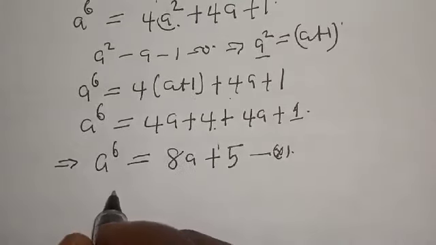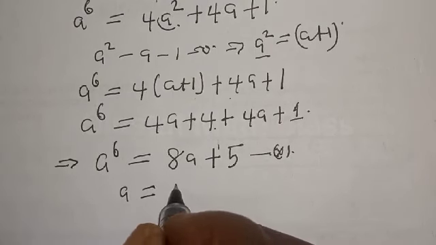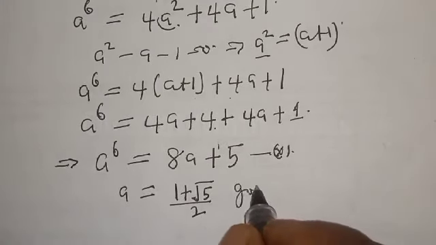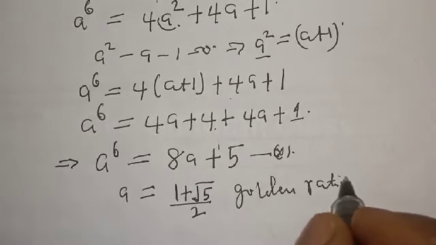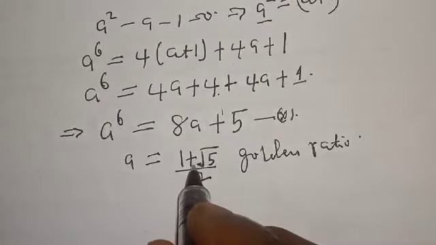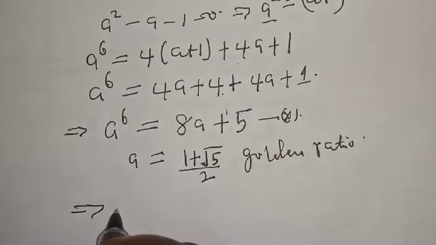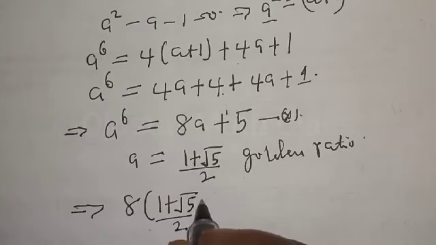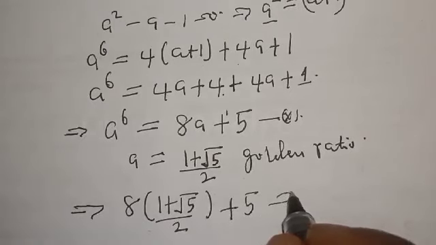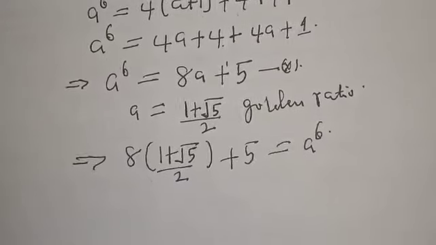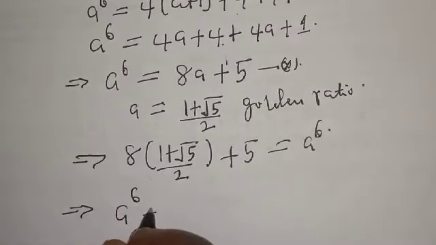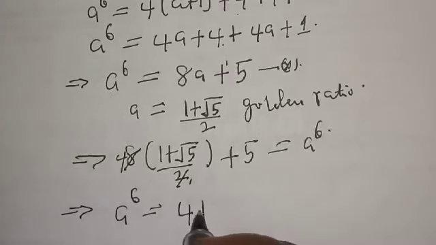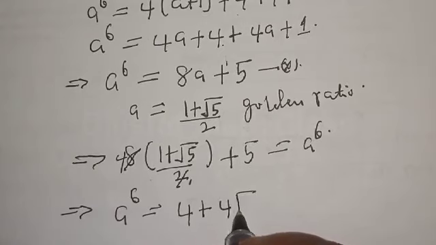But we know that our a is equal to 1 plus root 5 over 2 from our golden ratio. Then anywhere you see a, you put 1 plus root 5 over 2. This implies that we have 8 into 1 plus root 5 over 2 plus 5, which is equal to a raised to the power 6. The 2 here cancels, leaving 4, then 4 times 1 is 4, plus 4 root 5.